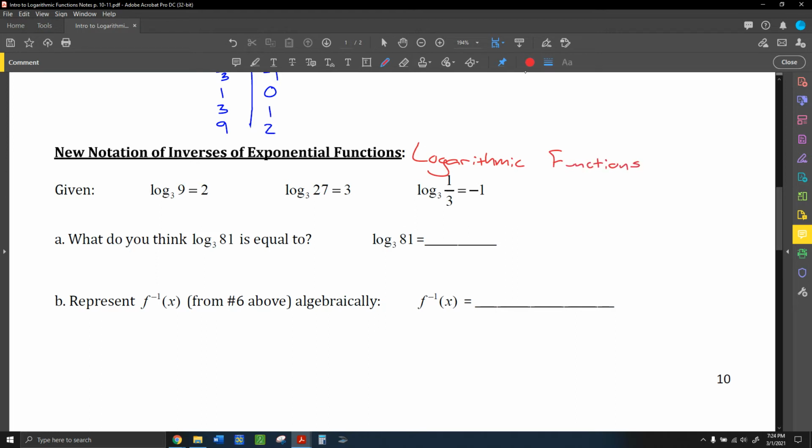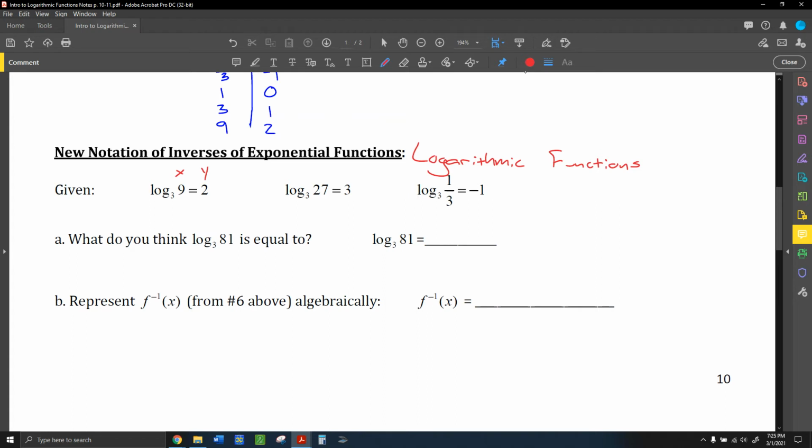Logarithmic functions are the inverse of exponential functions, and we write them as such. Log base 3 of 9 equals 2. Essentially what this means is we're saying that the input x is 9 and the output y, or f of x, is 2. If you visualize these as you would exponentials, this is similar to saying 3 squared equals 9. Over here, again, our input is 27, our output is 3. We would be saying 3 cubed is 27.